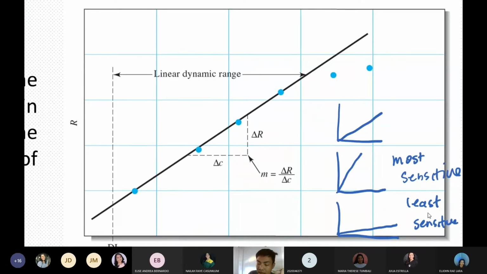Yung least sensitive naman, hindi rin to good at all. No, this is not good at all kasi baka hindi mo na ma-distinguish yung concentrations, no. Hindi mo na siya ma-read masyado ng maayos because the instrument response is overlapping. So, yun yung least sensitive. The good one is ito. Yung ganyan yung itsura ng graph.